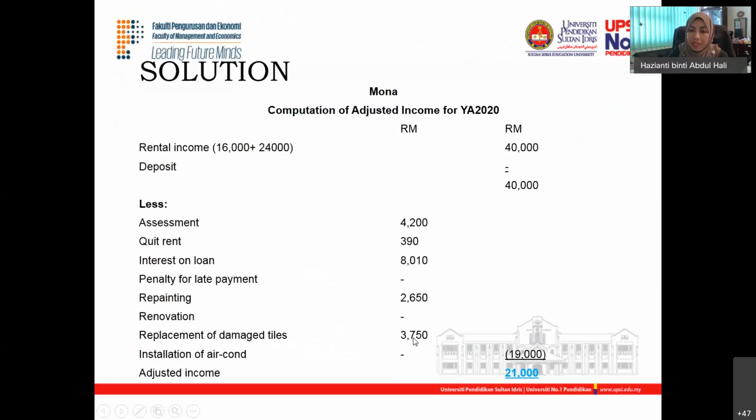Replacement of damaged tiles, yes, it can be deducted. Installation of aircon, no. You cannot deduct installation of aircon because renovation and installation of aircon are actually capital expenditure, and penalty is you are breaking the law, so you cannot deduct. Because again, we are looking at the figure that will be taxed. You paid late and then you still want to deduct, so cannot. Right, so 40,000 minus 19,000, the allowable deductions, that will give us adjusted income of 21,000. Any question?